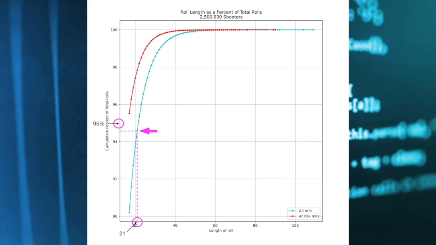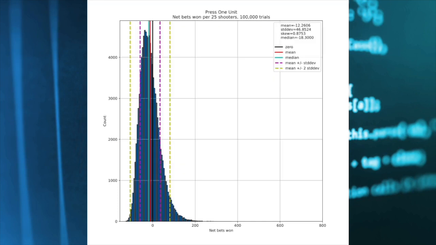Now we can look at a breakdown of the individual strategies. If you've seen any of my other videos, you're familiar with these plots, but I'll briefly explain in case you're not. This is an example of the plot for the Press 1 Unit strategy. I've created 100,000 random realizations of craps sessions. Each session had 25 shooters with random dice rolls. Some of those sessions won money, and they were plotted to the right of the zero. Some lost money, and they were plotted to the left of the zero.